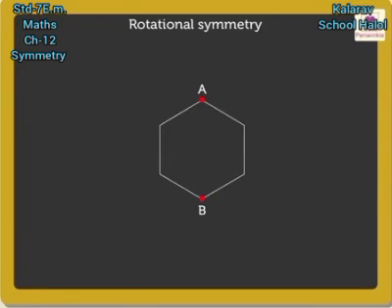Now, let's look at another shape, hexagon. When it is turned upside down, point A goes down and point B comes up. But the hexagon looks the same. This type of turning or rotation of a figure is also called rotational symmetry.